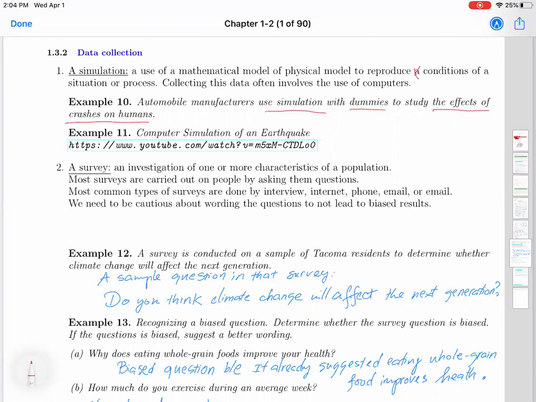Okay. This is an example number one, the computer simulations of an earthquake. And I will play it.